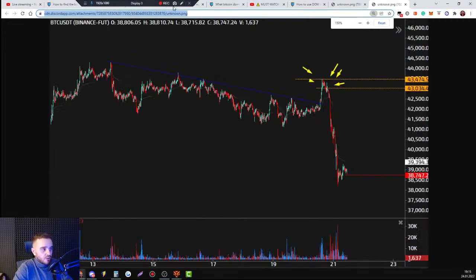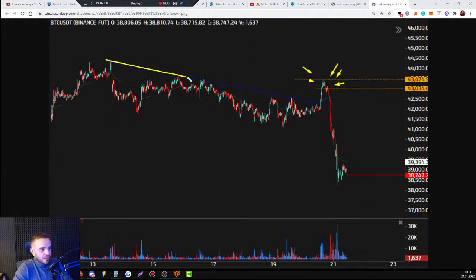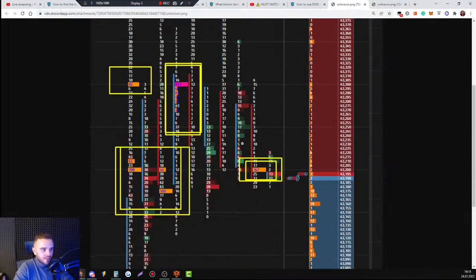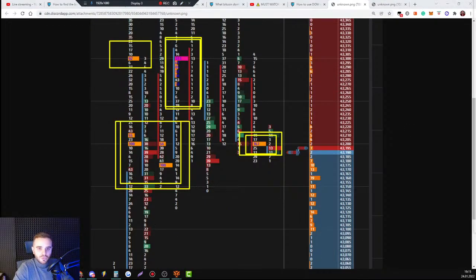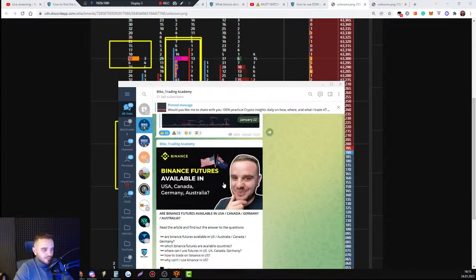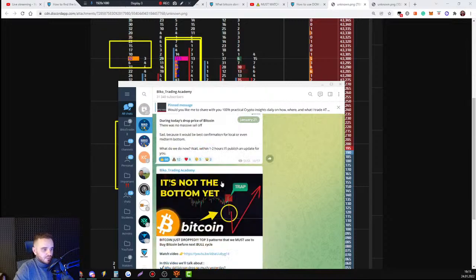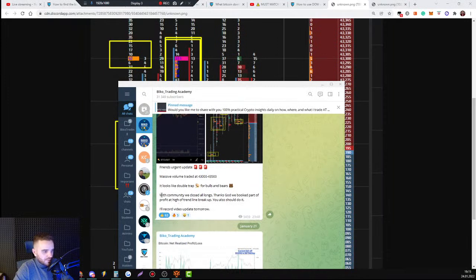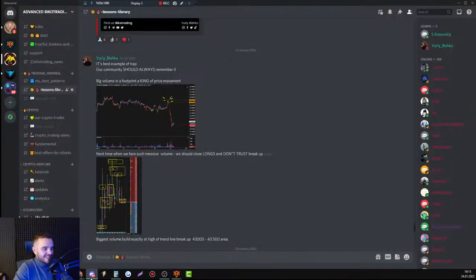A few days ago, when Bitcoin did this trendline breakup, exactly at the high at 43,500, someone started massively selling Bitcoins. And because of that, if all of you remember, I published in our public Telegram channel this post about this volume, and I told the community we closed all longs. And after that, as you can see, Bitcoin went down 10,000.